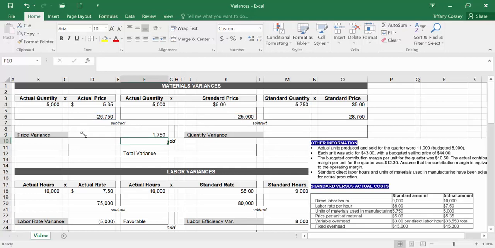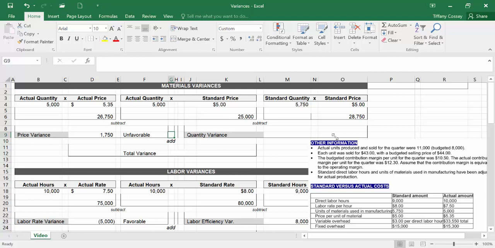And I'm actually going to move that over here. And because that's positive, it's unfavorable. That is because we paid more than we thought that we would for our materials. The actual quantity has not changed. It's the same in both calculations. But the price we actually paid, $5.35, was greater than the standard price, or the price that we estimated that we would pay. And that caused us to have a materials price variance and make it unfavorable.